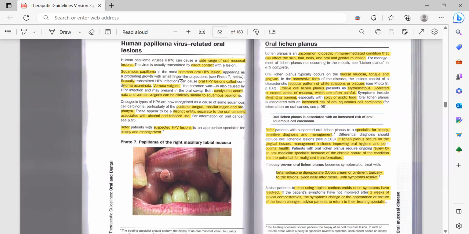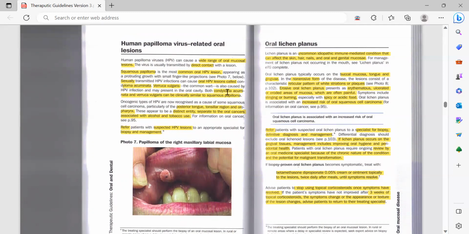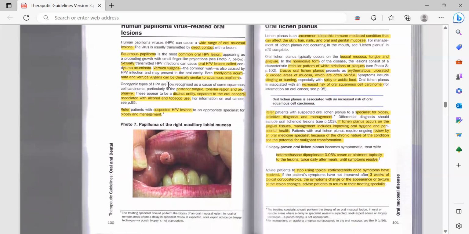Sexually transmitted HPV infections can cause oral HPV lesions called condyloma acuminata. Verruca vulgaris, the common wart, is also caused by HPV infection and may present in the oral cavity. So these are certain types of lesions that could be present in the oral cavity and caused by HPV virus. Both condyloma acuminata and verruca vulgaris can be clinically similar to squamous papilloma.